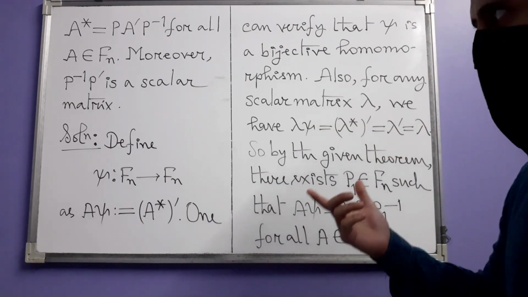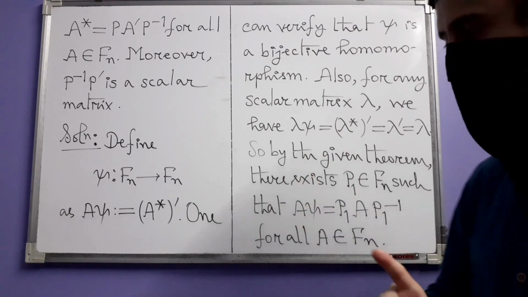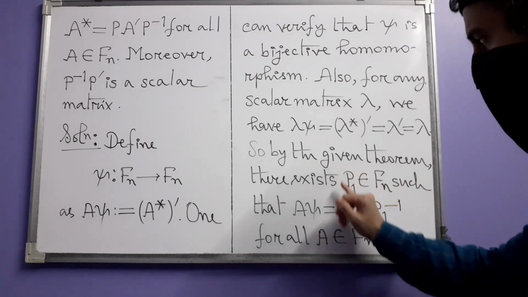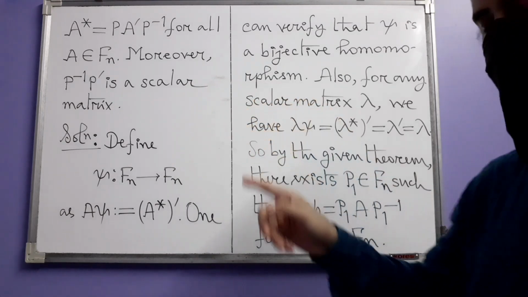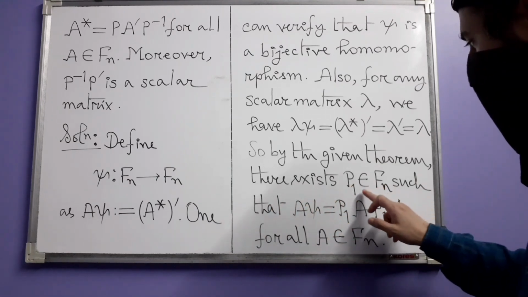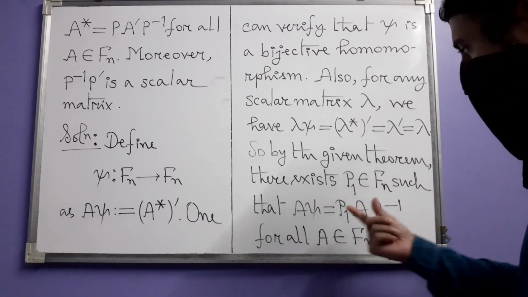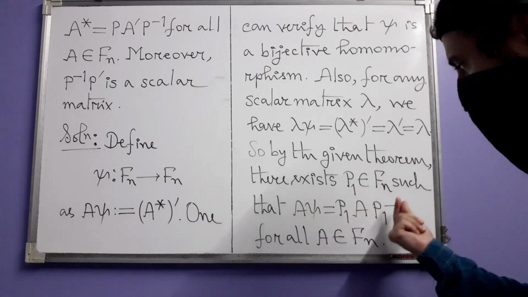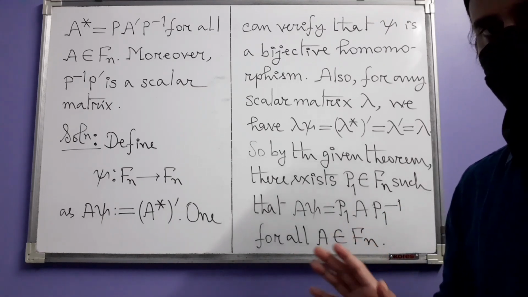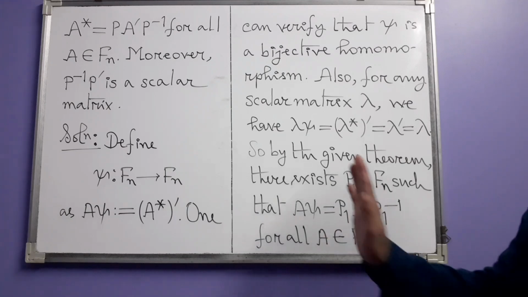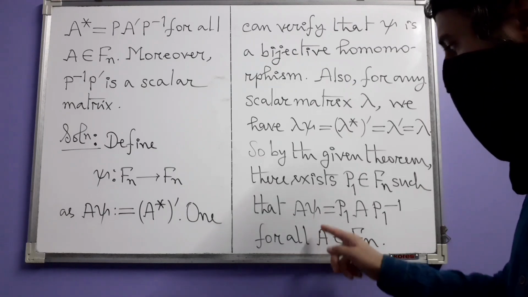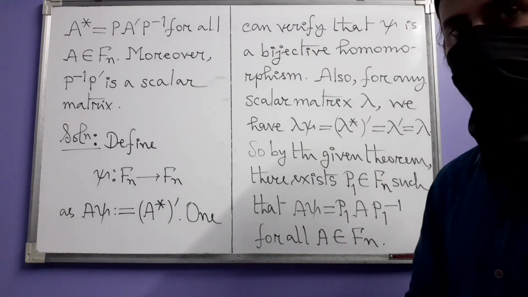But then we can apply the theorem that is given in the problem. By that theorem, there exists a matrix P1 in Fn. This is not quite the P that we want there, so we are calling it P1. You can call it something else also, say Q. An invertible matrix P1 in Fn such that A psi is equal to P1 A P1 inverse for all A belonging to Fn. Okay, so far it's not really that complicated, but we haven't got what we really want. But now let us see how exactly this psi is going to help us getting that.